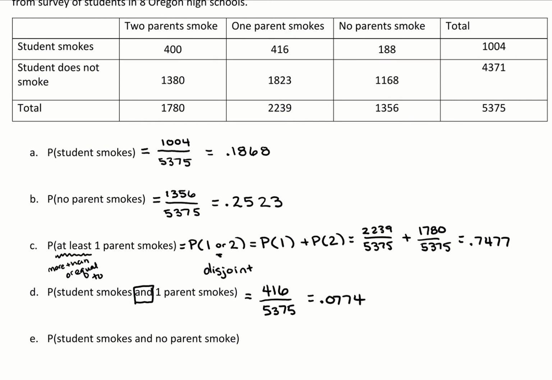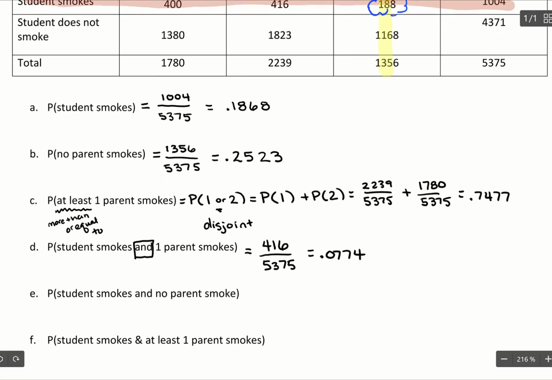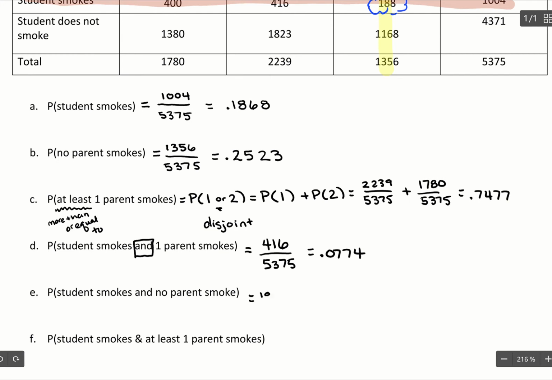Then for the next one, we have the probability that the student smokes, so we know we're in this category, and at the same time that no parents smoke. Now the intersection we're looking at is these 188 people where the student smokes and none of the parents smoke. So we take that 188 out of 5,375, which would be 0.0350.